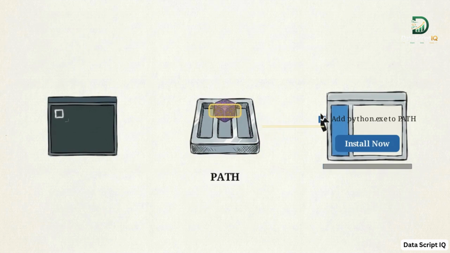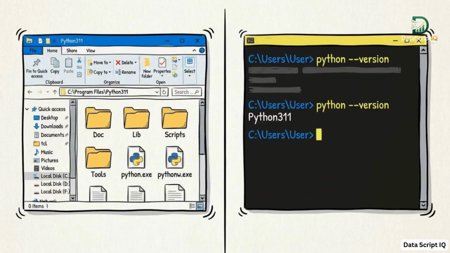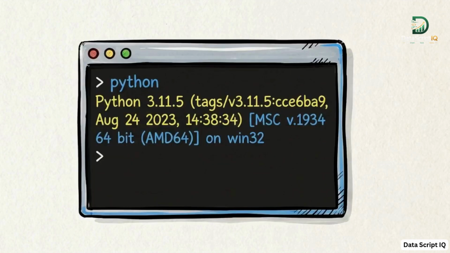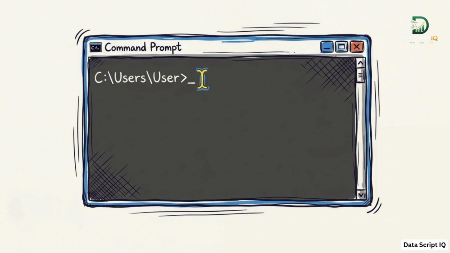Now you can click Install Now. Wait for the process to finish until you see the confirmation message that setup was successful. By linking the path during the installation, you ensure the computer knows exactly where to look whenever you ask it to run scripts. Now we need to verify the connection.